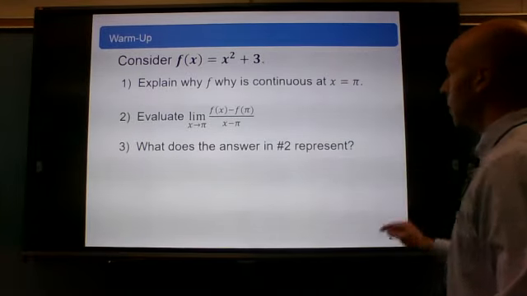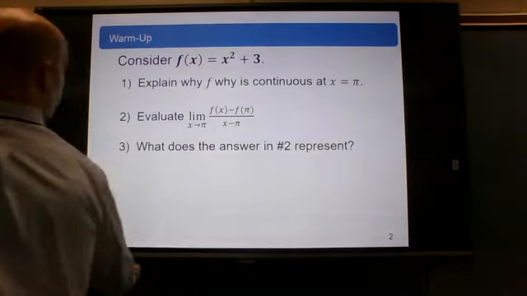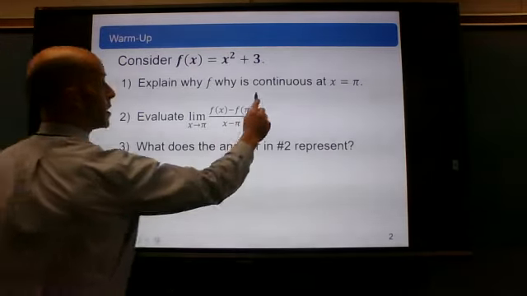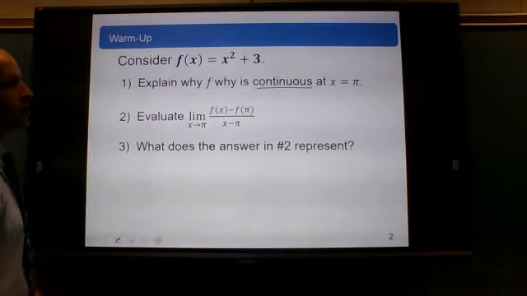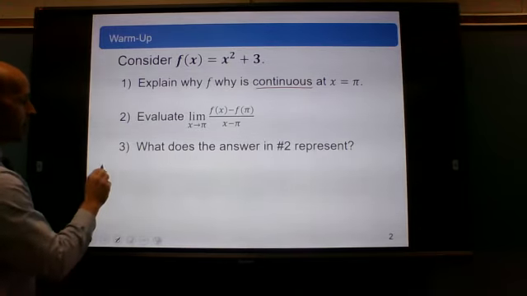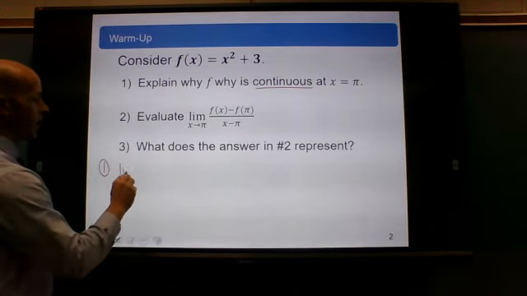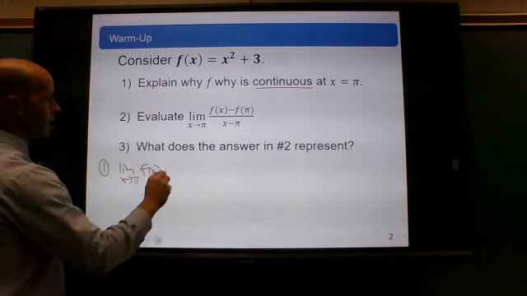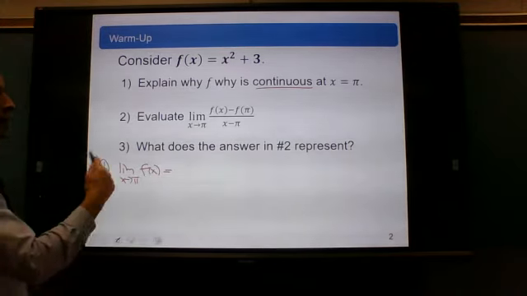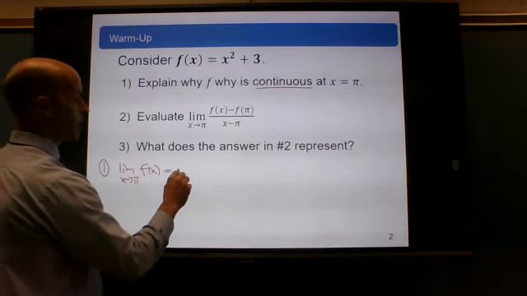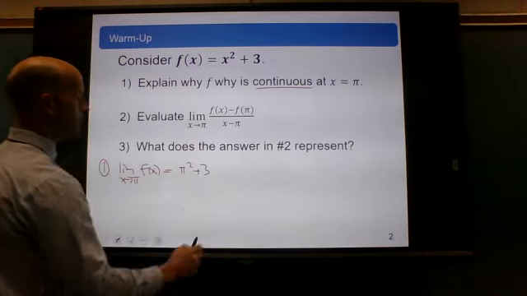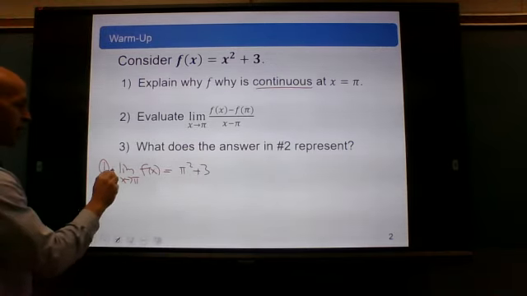All right, so question 1 is explain why the function f is continuous. So this goes all the way back to chapter number 1. The first thing for number 1 that you need to do is find the limit as x goes to pi of f of x. So you need to find the limit on the left and the limit on the right, and it turns out that the limit is pi squared plus 3. So that's like part A, if you will.